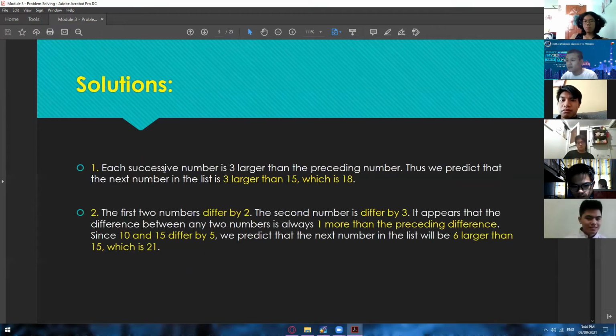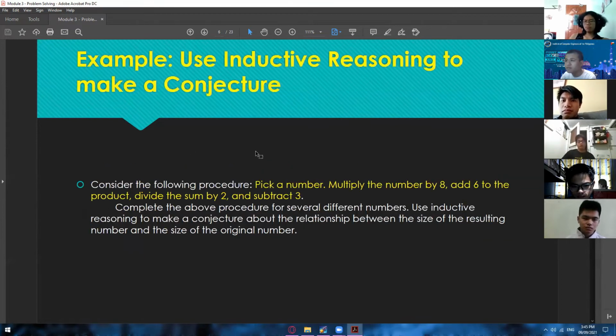All right, so here are the solutions. Again, I will leave the reading part to you guys, but the correct answer is 18, and the next one, number 2, is 21. Okay, so let's have another example. Use inductive reasoning to make a conjecture. Consider the following procedure: pick a number, multiply the number by 8, add 6 to the product, divide the sum by 2, and subtract 3.